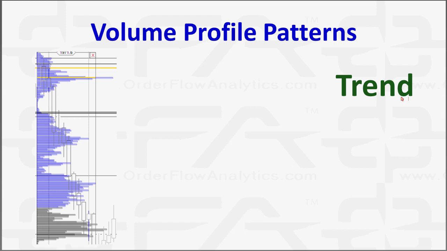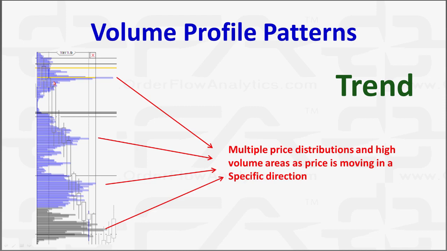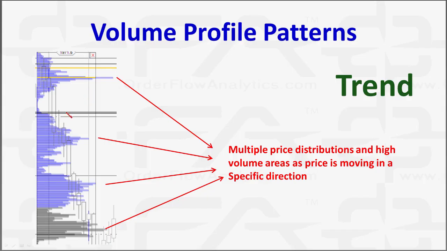Let's talk about a trend day. One of the characteristics of the volume profile in a trend day will be this. We will see multiple price distributions. For example, we see a price distribution here, maybe one here. Here's a low volume area. We see one here. Here's another low volume area. We see one here. See how the market builds these distributions out as it goes along?